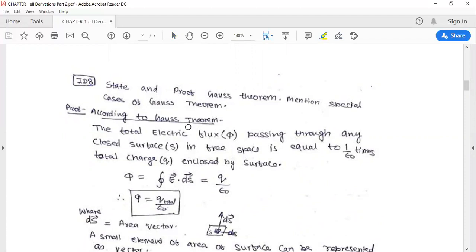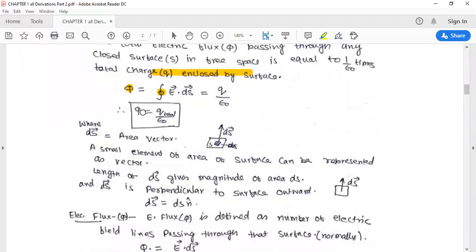So according to Gauss theorem, the total electric flux phi passing through any closed surface in free space is equal to 1 by epsilon naught times total charge enclosed by the surface. And electric flux is denoted by phi, and this is equal to the closed surface integral, this circle represents closed path, of E dot ds equal to q by epsilon naught, where E represents electric field intensity and ds is surface area. So phi equal to q total by epsilon naught.